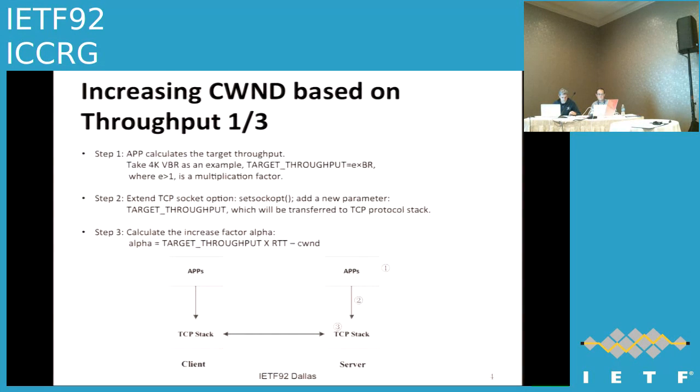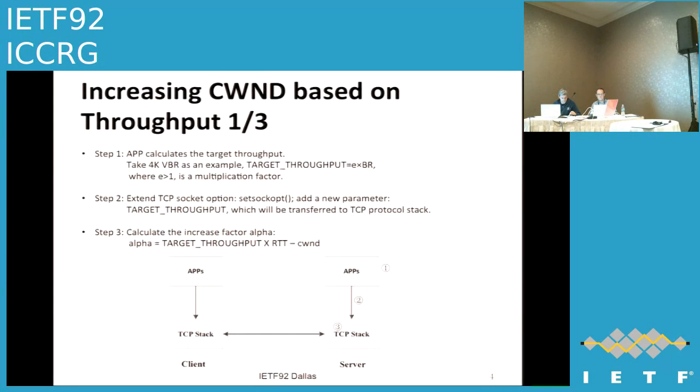Our method proposes increasing the congestion window based on the throughput. The diagram shows the main steps of our proposed method. Step 1, the APP calculates the target throughput. Here we assume the APP can know the correct target throughput, and the network capacity can meet this target throughput. And here we take 4K VR as an example. The target throughput may be larger, with multiplication factors applied to the actual bit rates.